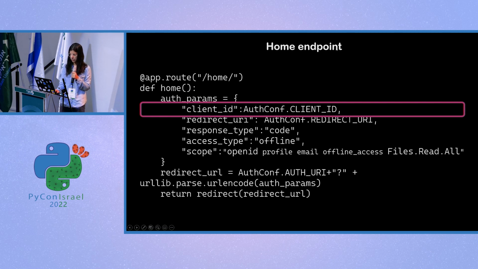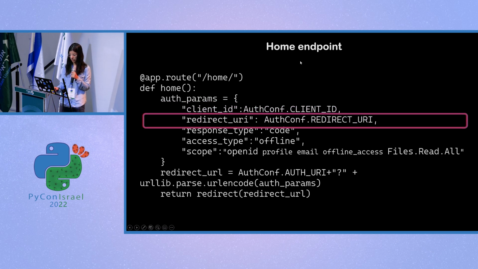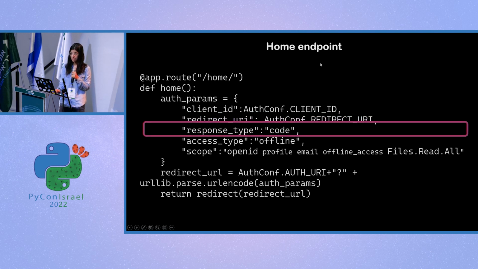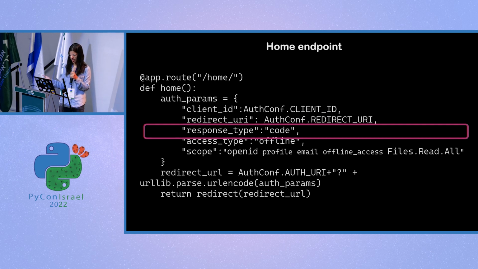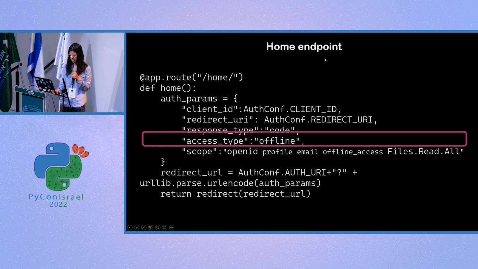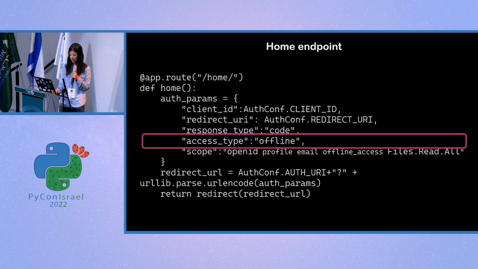So first of all, we prepare the auth parameters, and we will redirect the user with these parameters. The first parameter we use is the client ID, and we also attach the redirect URI because we want to tell Microsoft to which URL to redirect the code to. The third parameter is the response type. We mentioned that we want to get the code in the request in the callback endpoint. And we also mentioned that we want the access type to be offline because we want to get the refresh token and not to log in the user again and again.